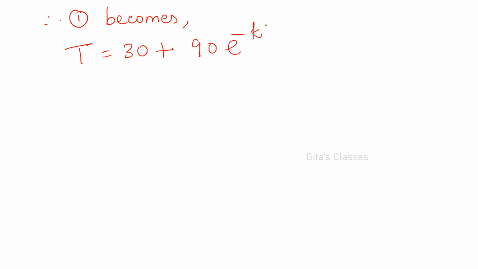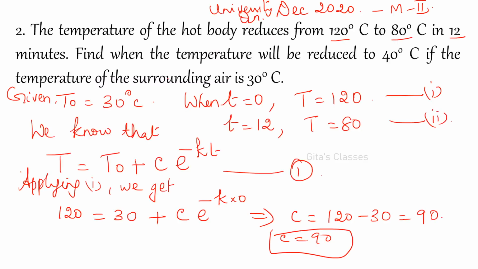Therefore, equation 1 becomes capital T is equal to 30 plus 90 into e power minus kt. Let this be equation number 2. Now you can forget about equation number 1. Whatever k you find, you have to substitute in the latest equation. So what is the second condition? When t is equal to 12, capital T is 80 degrees.